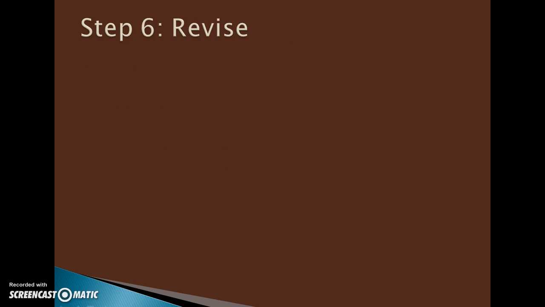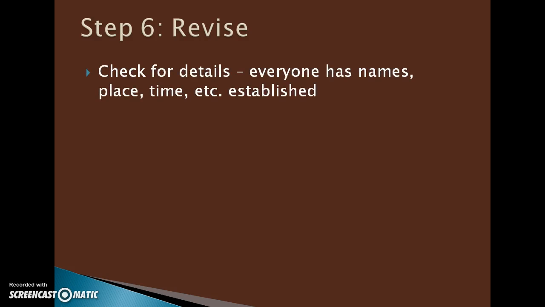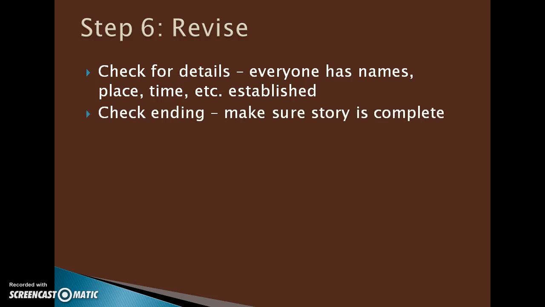The final step is to revise your essay. First off, make sure you check for details. A lot of students are so close to the event, it's personal to them, that they forget to add in something like somebody's name, and so it becomes confusing. Make sure you check the ending and have your story complete. For some reason, some students just kind of drop off at the end and don't explain the aftermath of the story.